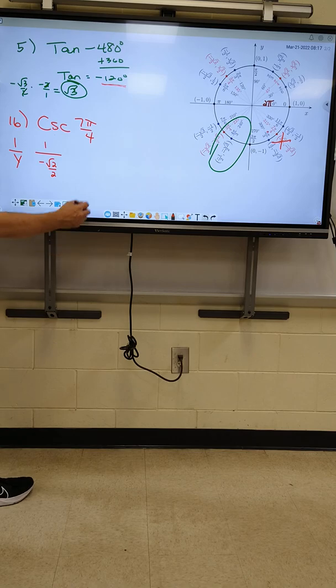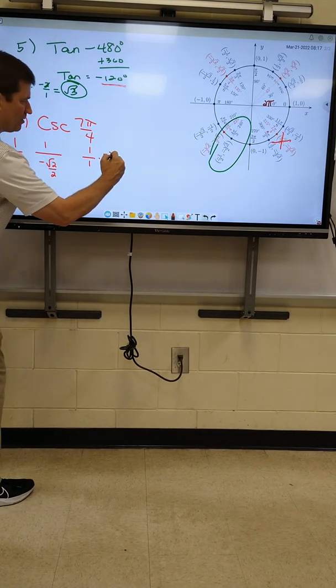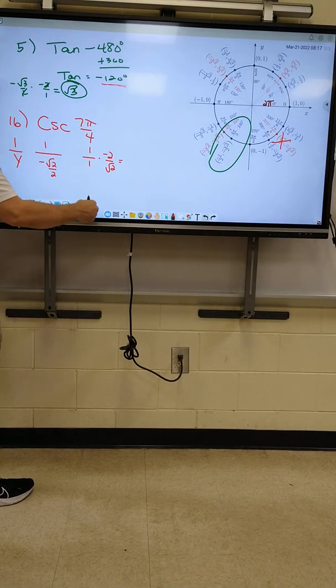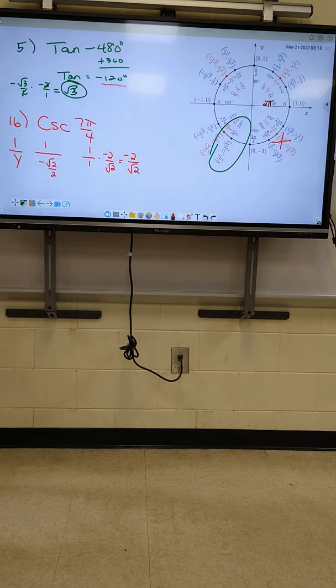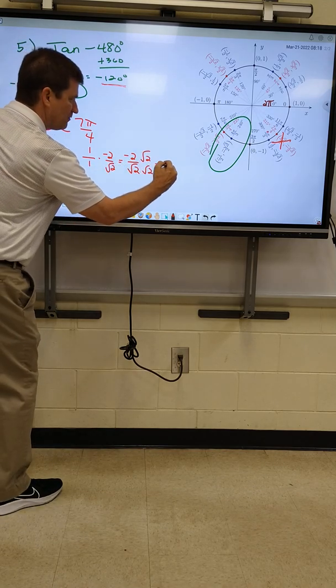Keep, change, flip on this one is 1 over 1 times, I've got to flip the bottom, and when you multiply by 1, because nothing cancels on this one, you get negative 2 on top and root 2 on the bottom. You can't leave your answer like that because you can't leave a square root on the bottom. How do we fix it? Put root 2 here and here. See if y'all can fix it. Go.